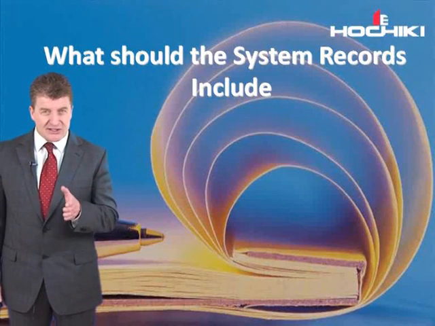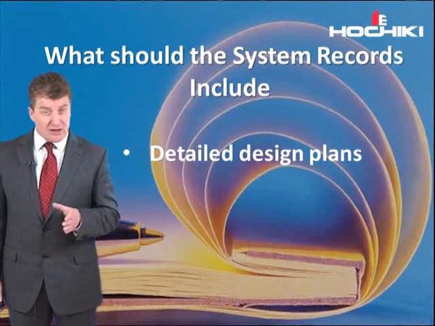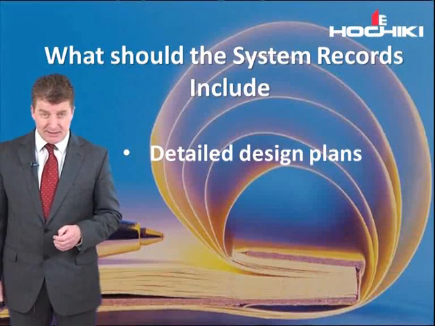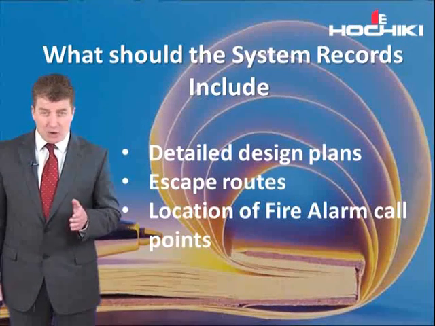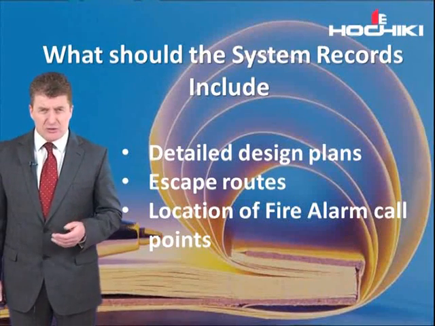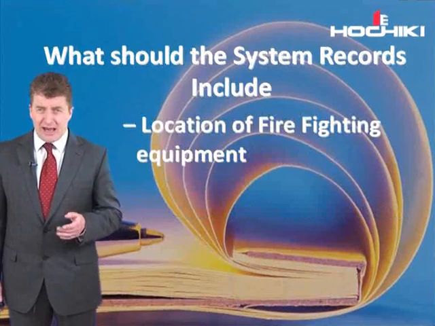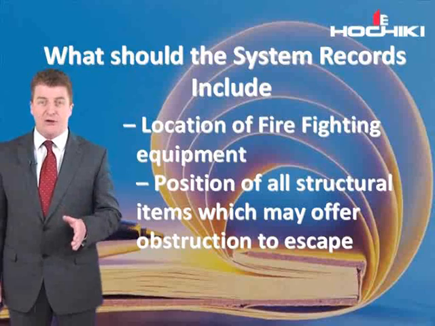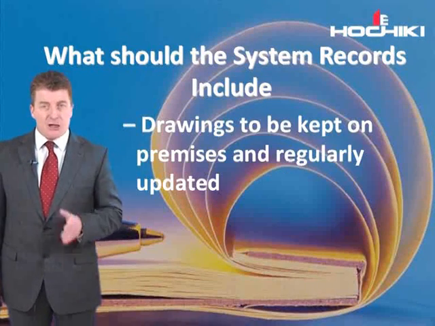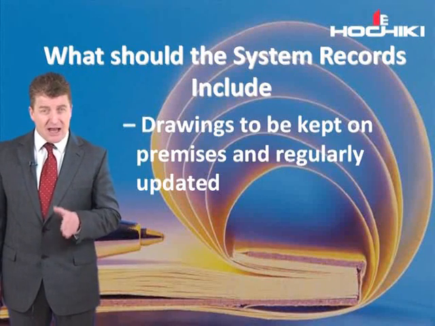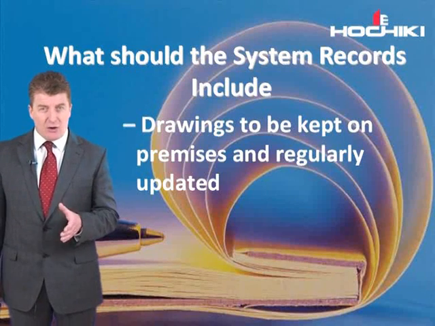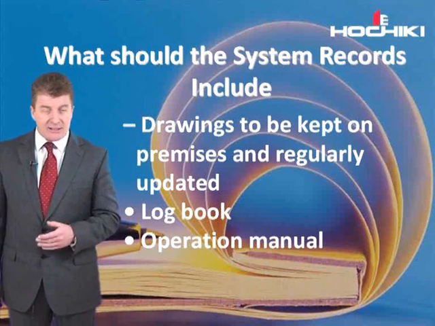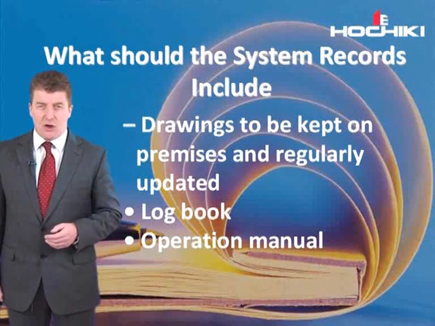So what should the system records include? Well, you should have detailed design plans showing the escape routes and the location of everything in there, and a good layout of the building. It should have the location of firefighting equipment and the position of all structural items which may offer obstruction to escape. Drawings are to be kept on premises and regularly updated. You also should have a logbook and an operational manual. That's the sort of things you should have.